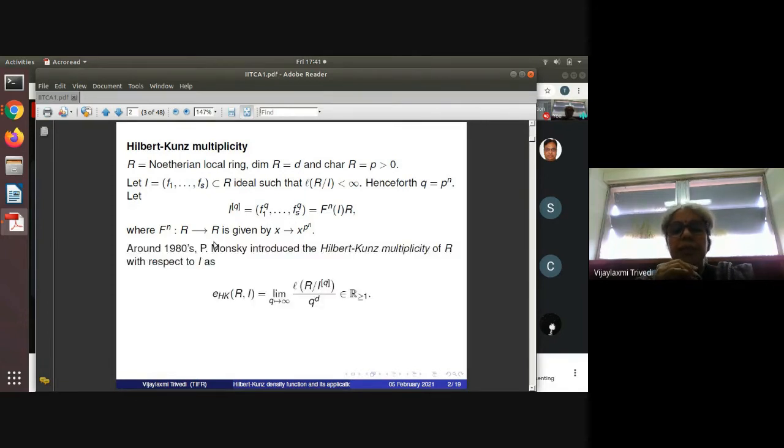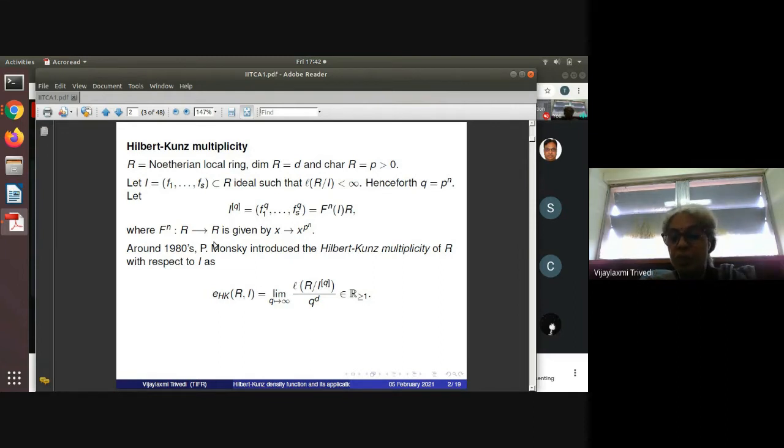So in the early 80s, Monsky introduced this invariant, given a pair R and I, which he called the HK multiplicity of R with respect to I. You take the length of R mod I^[q]. Since in the beginning the length of R mod I is finite, this makes sense; it's a finite length. And you go modulo q to the power d, where d is the dimension of the ring. This limit as q tends to infinity, or n tends to infinity, does exist. That's his theorem. Moreover, it's a real number, of course, and greater than or equal to 1.